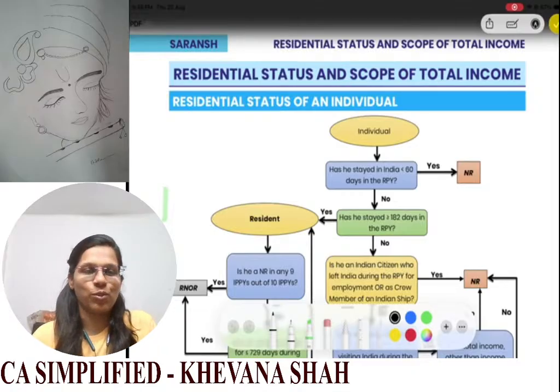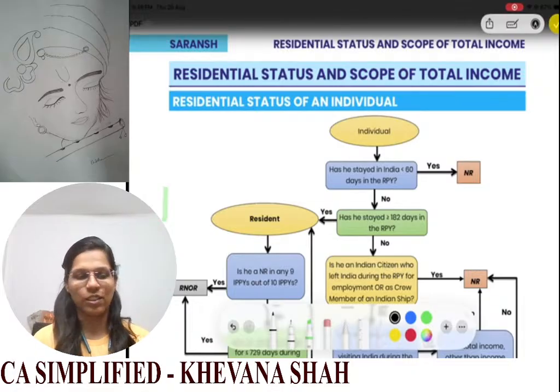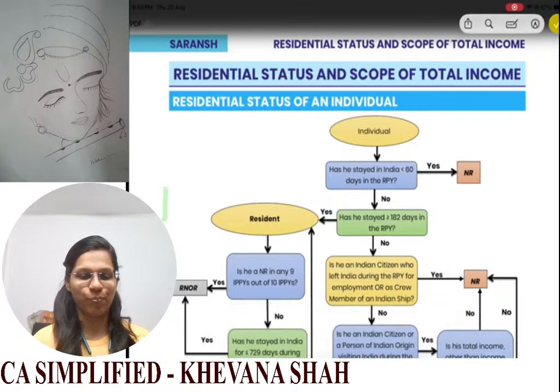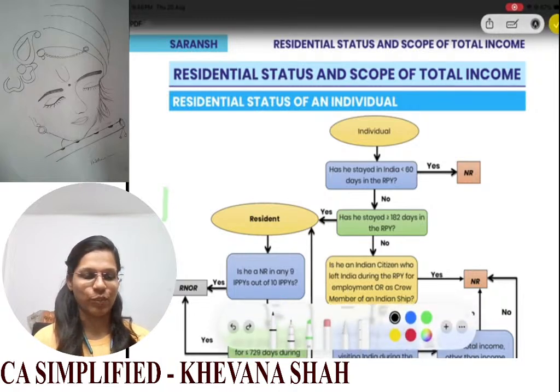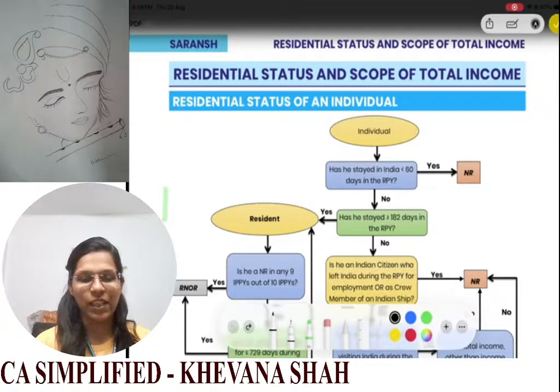So welcome to this CA Simplified Revision Series, Residential Status and Scope of Total Income. So residential status of an individual, how will you identify that? For that, we need to check certain conditions, okay? So first what we will do is, we will check whether an individual has stayed in India.